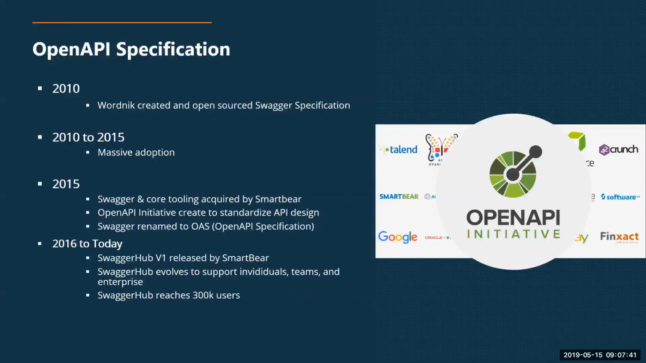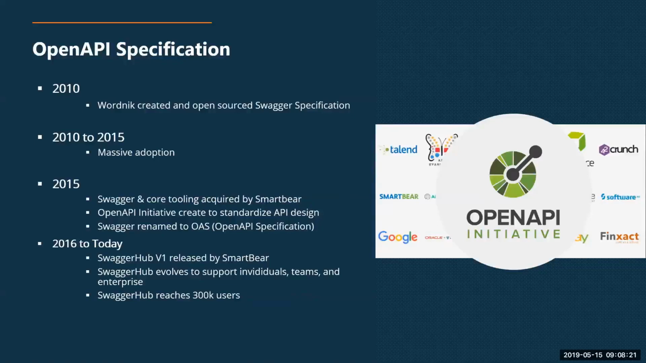Things kicked into overdrive in 2016, when SwaggerHub version 1 was released by SmartBear. SwaggerHub is basically a platform wrapped around some of the open source tooling that was developed in the years previous: Swagger Codegen, Swagger UI, and Swagger Editor. These are all open source tools you can use to work on your REST APIs. SwaggerHub takes all of that functionality and builds a lot more around it in terms of collaboration, standardization, and a lot of integrations, which we'll talk a little bit more about later on in the session.